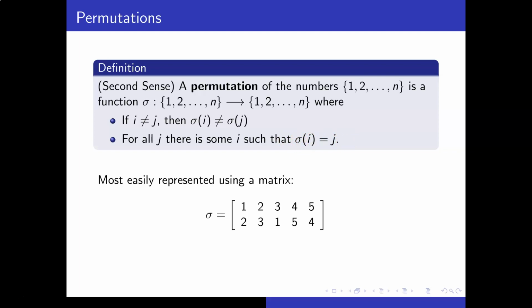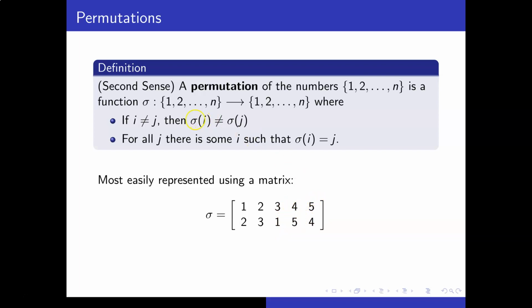Let's look at an example. The easiest way to represent such a permutation is to use a matrix. We're permuting the numbers 1 through 5, so we put those here, 1, 2, 3, 4, 5. Those are the inputs of my function. And then the second row contains what everything gets mapped to. So sigma of 1 is 2, sigma of 2 is 3, sigma of 3 is 1, sigma of 4 is 5, and sigma of 5 is 4.